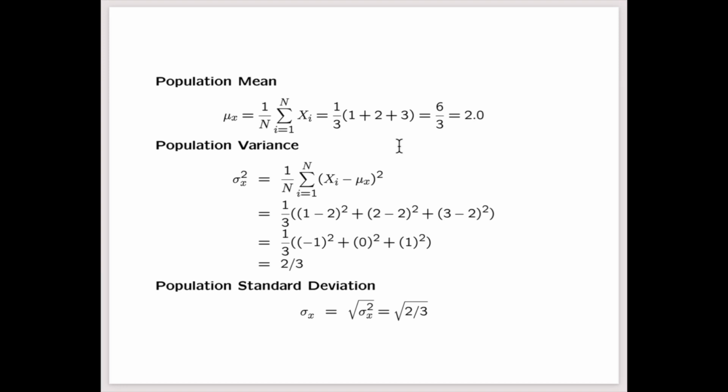It's a very simple calculation, and we get a value of 2. So the mean of the population, mu sub x, is 2. Next, we want to calculate the variance of this population.